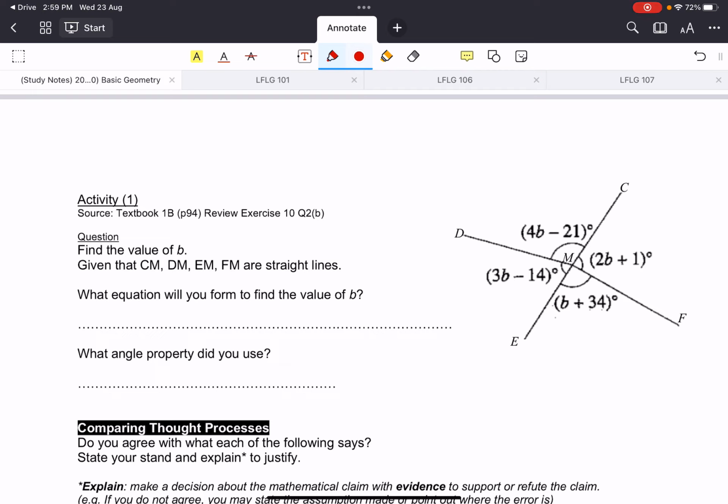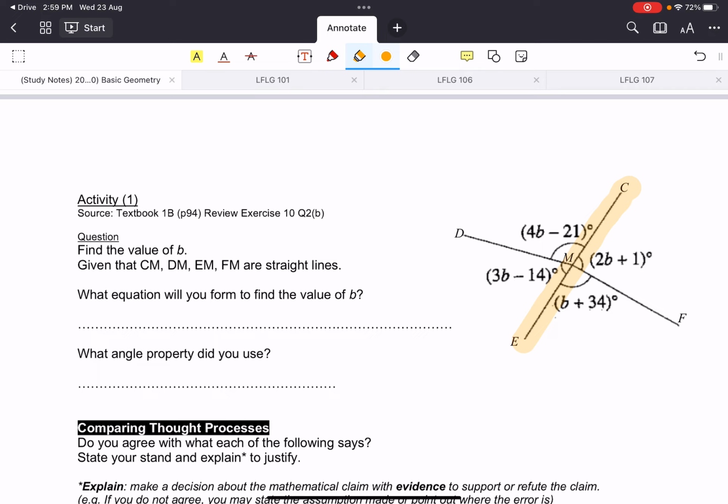What does it say? It says find the value of B, and you were told that the lines CM, DM, EM, FM are straight lines, right? So what equation will you form to find the value of B? Well, to find the value of B, what can we do here? Okay, if you were to observe carefully, let me mark it out with my highlighter. Okay, this line looks straight, right?